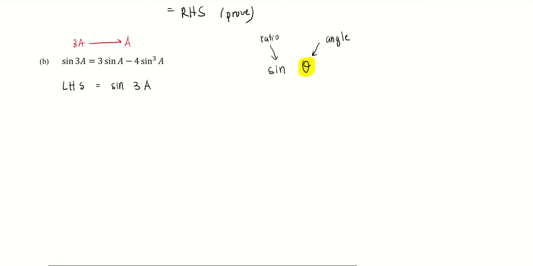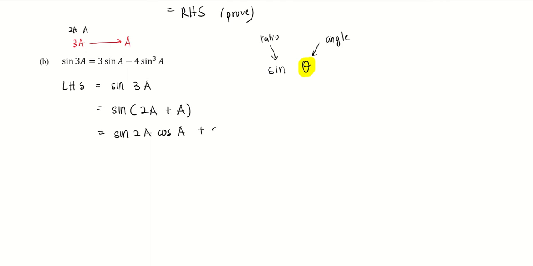Alright, because sin 3A is also equivalent to sin of 2A plus A. So now we have reduced from 3A to 2A and A. Alright, so we can expand this using the compound angle identity. So sin(2A plus A) is sin 2A cos A plus cos 2A sin A.